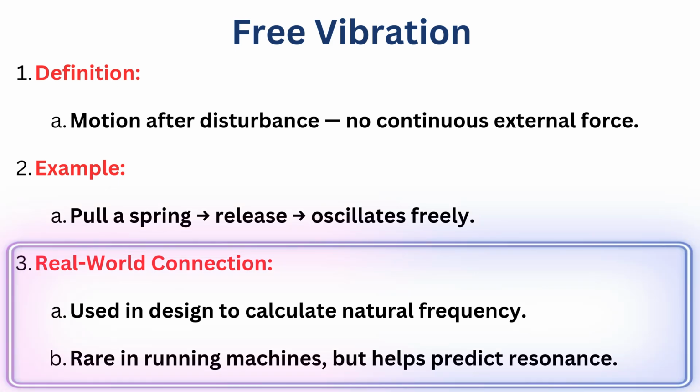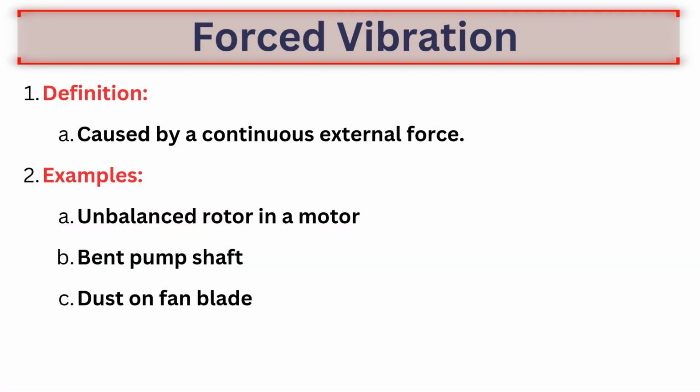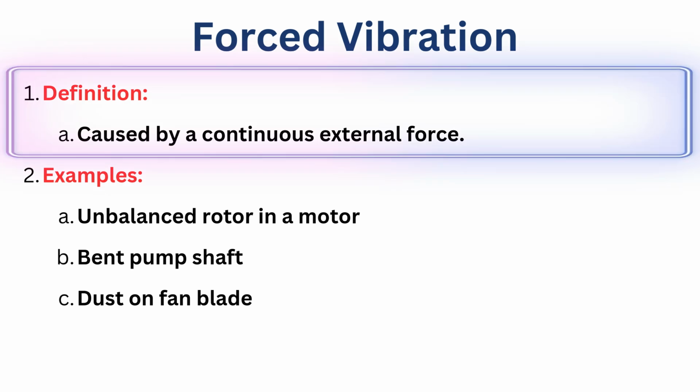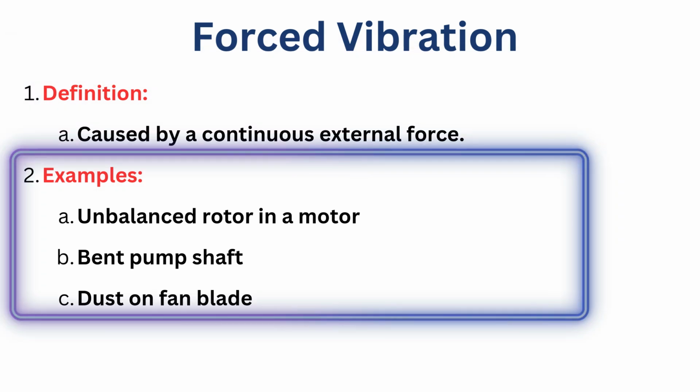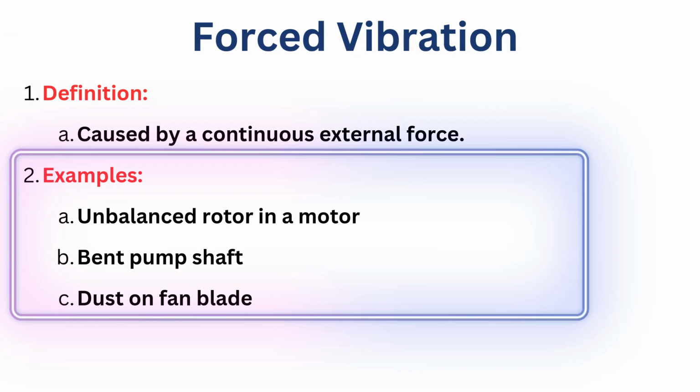Now the next type of vibration is forced vibration, okay? This is what we normally see in working machines. Here the vibration is caused by an external force that keeps acting continuously on the system. Let's take a few examples. Let's say a motor with an unbalanced rotor. This uneven mass will keep pushing the motor up and down with each and every rotation. In the same way, you can take multiple more examples.